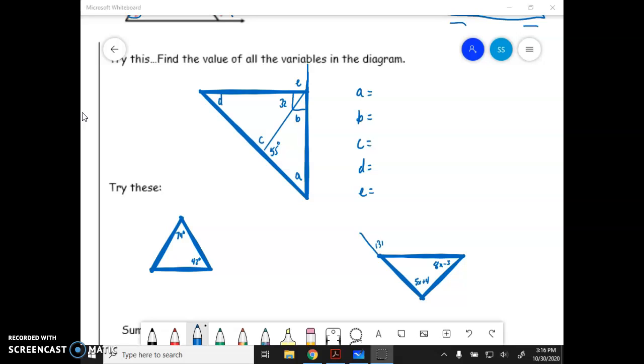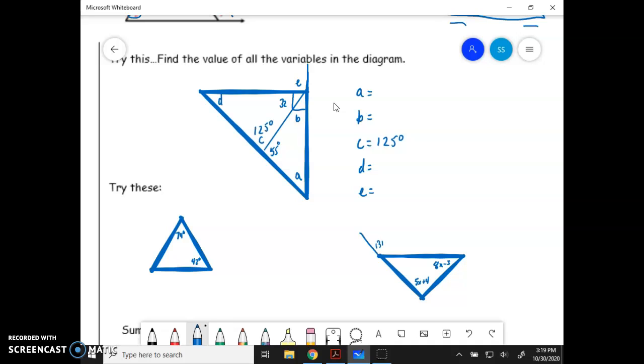All right, I'm going to start with this big one here. So where do I start with this one? I think I'm going to start with letter C, because I know that this angle here and C have to form a linear pair. So if I just do 180 minus 55, I will have C.